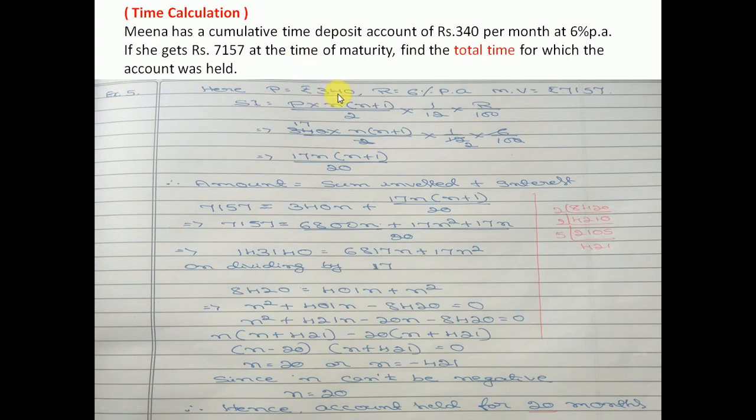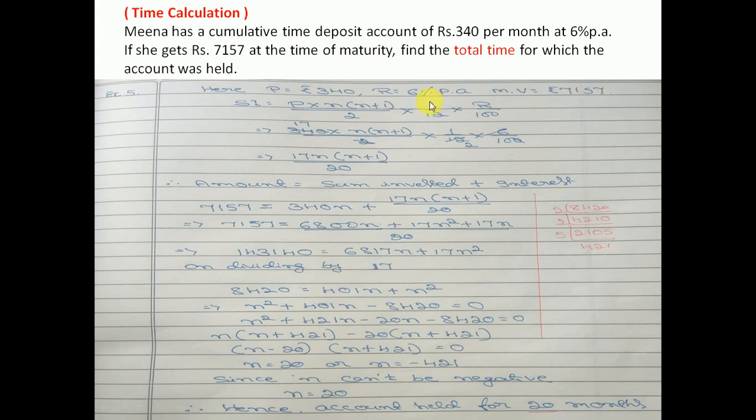Principal is 340, rate is 6%, maturity value is 7157. We know the formula to calculate the interest is equal to P into n into n plus 1 by 2 into 1 by 12 into R by 100. Here, P into n plus 1 by 2 actually stands for the total investment for 1 month consideration. Maybe in the next video I'll explain how this calculation is done.